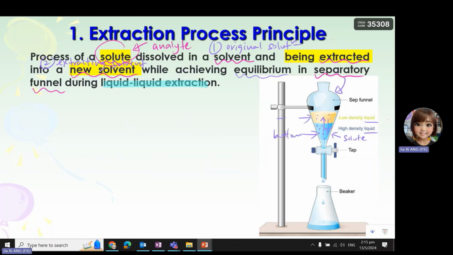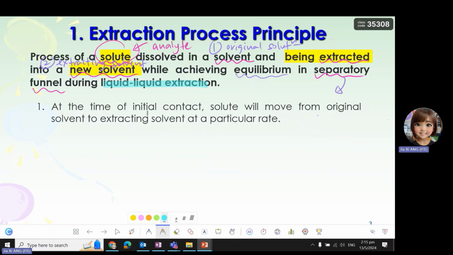So later we will go through this, and you will realize that for this process to happen, the liquid-liquid extraction must have two liquids of different density, such that the high density liquid will be at the bottom, whereas the top layer will have the low density liquid, and then you'll extract it layer by layer. So these two liquids should not mix. At the time of initial contact, the solute will move from the original solvent to the extracting solvent at a particular rate.